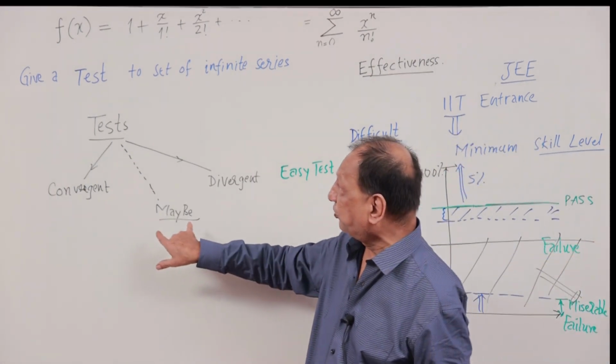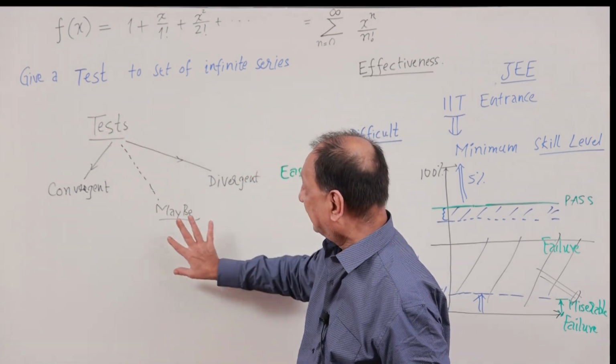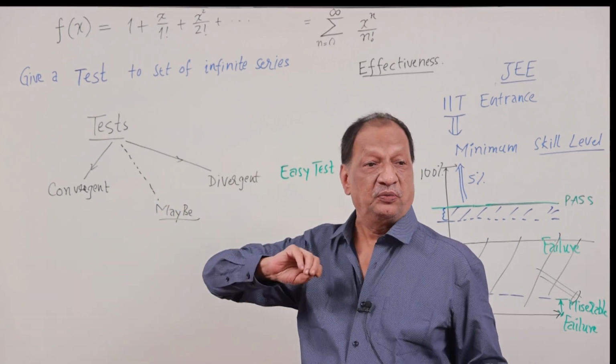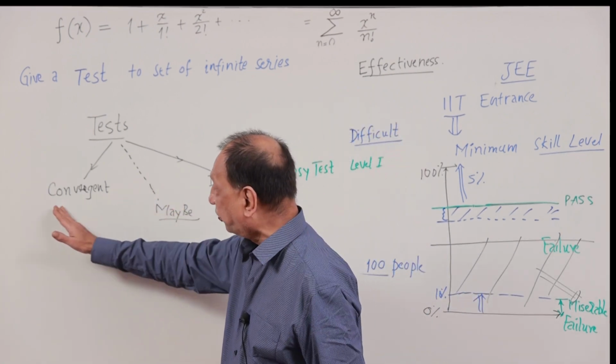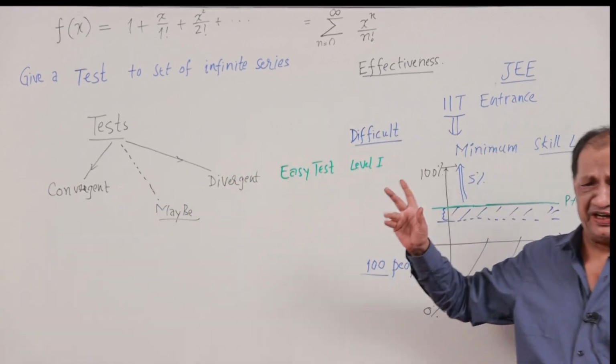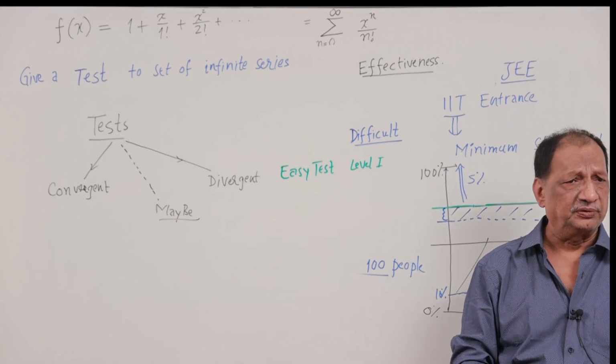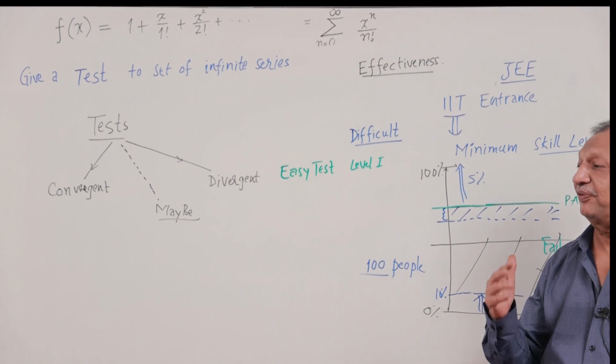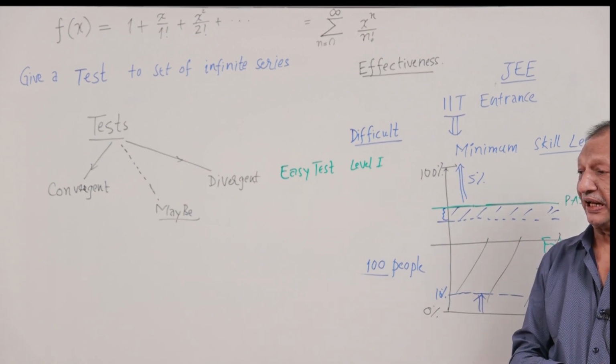Now, we want to have a test in such a way that we get a minimum number of series in the maybe cases, and a maximum number of series in both convergent as well as divergent. We want to fail, no problem. So that is not an issue at all. And that is the level of tests that we have to conduct, right?